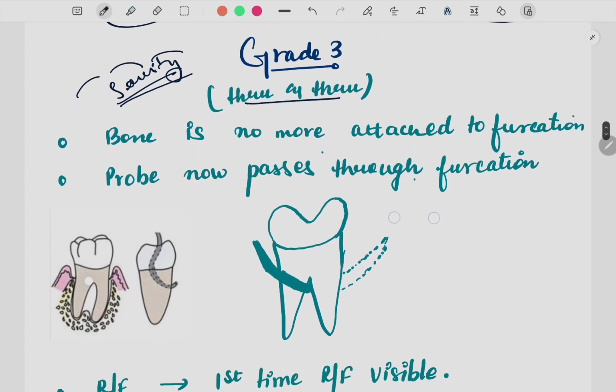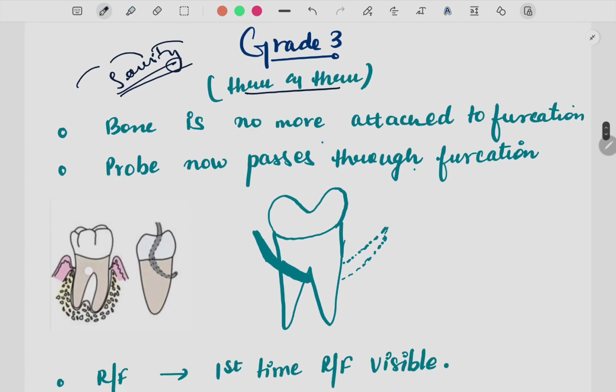Why? Because in this condition, when you put the Nabers probe inside the furcation area, it will go inside from one side and it will come outside from the other side. Earlier in grade 2, what was happening? It was going inside but it was not coming outside. In grade 3, it will go inside also and it will come outside also. Now see in this picture, it is going inside as well as coming outside from the other side.